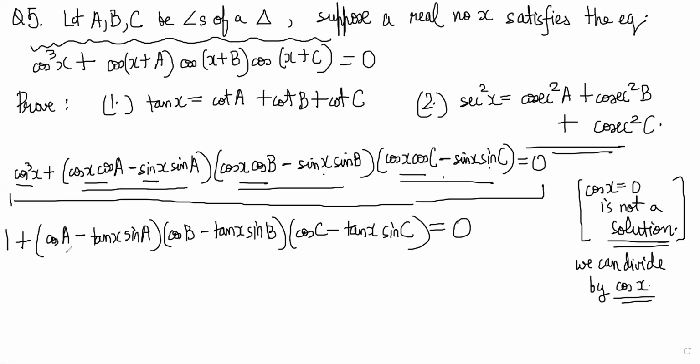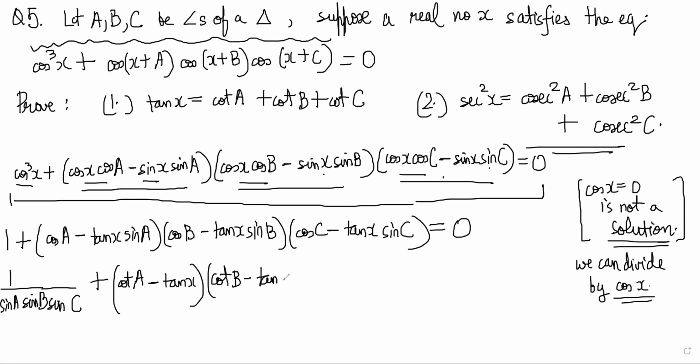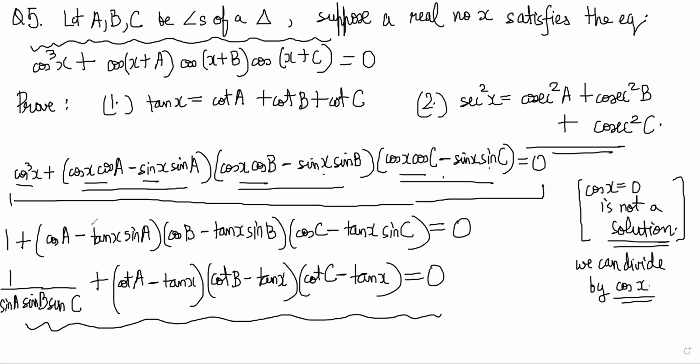Now, since sin A, sin B, sin C are also not 0, I can also divide both sides by sin A, sin B, sin C. So what I will get is 1 by sin A sin B sin C, plus here I will get cot A minus tan x, cot B minus tan x, and cot C minus tan x, equal to 0. So this is the equation which comes after I divided by cos cube x and by sin A, sin B, sin C.